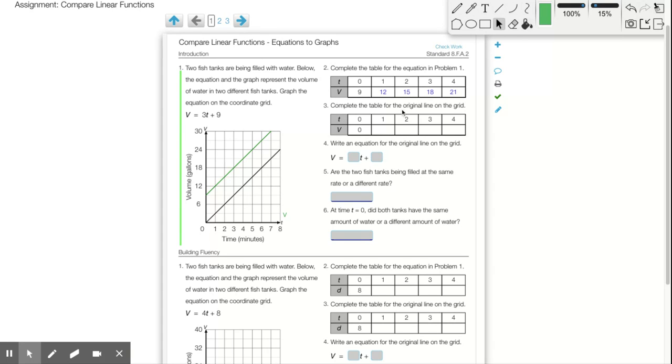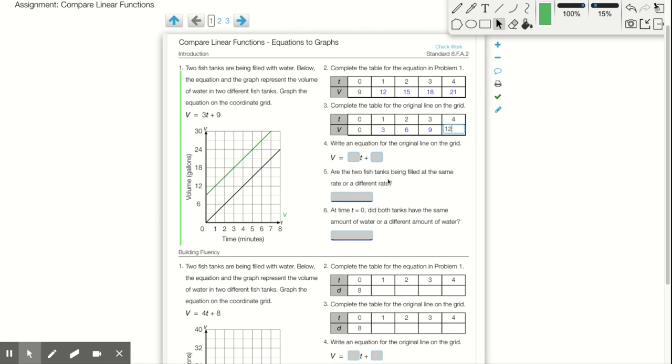Complete the table for the original line on the grid. That's this line here. So here, 0, 0. When t is 1, volume is 3. When t is 2, volume is 6. When t is 3, volume is 9. When t is 4, volume is 12.